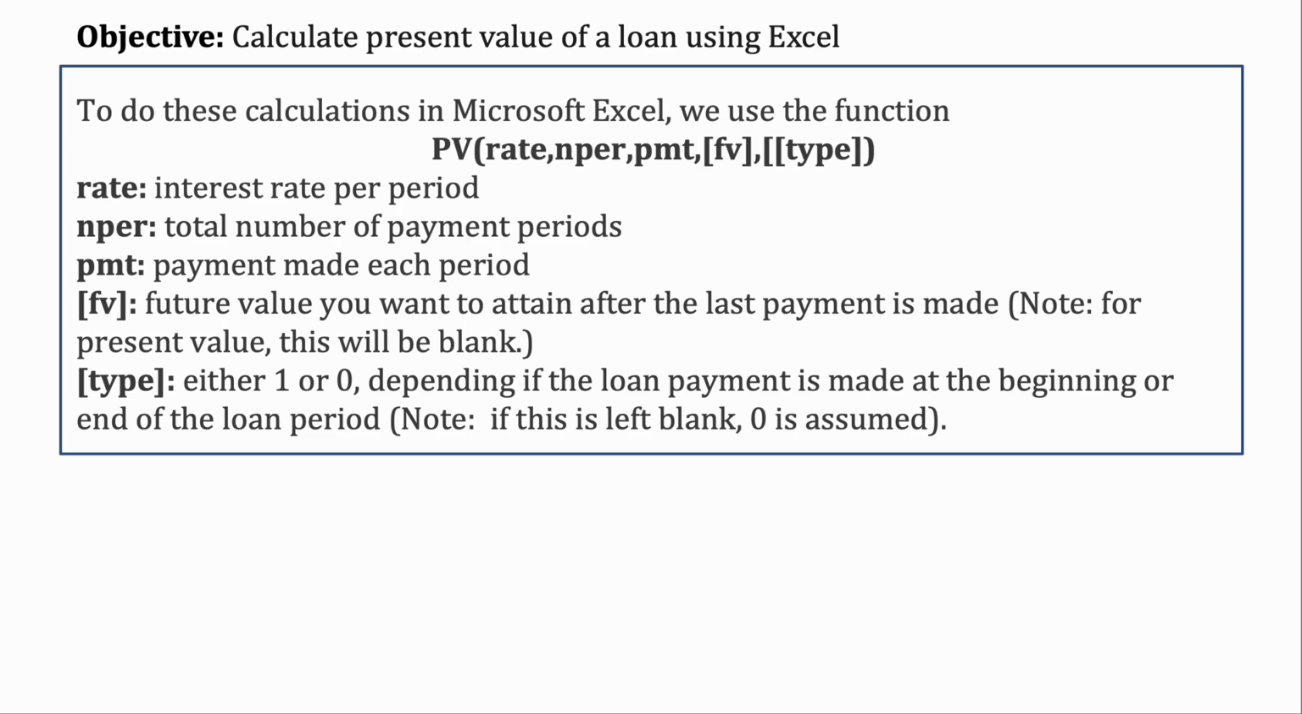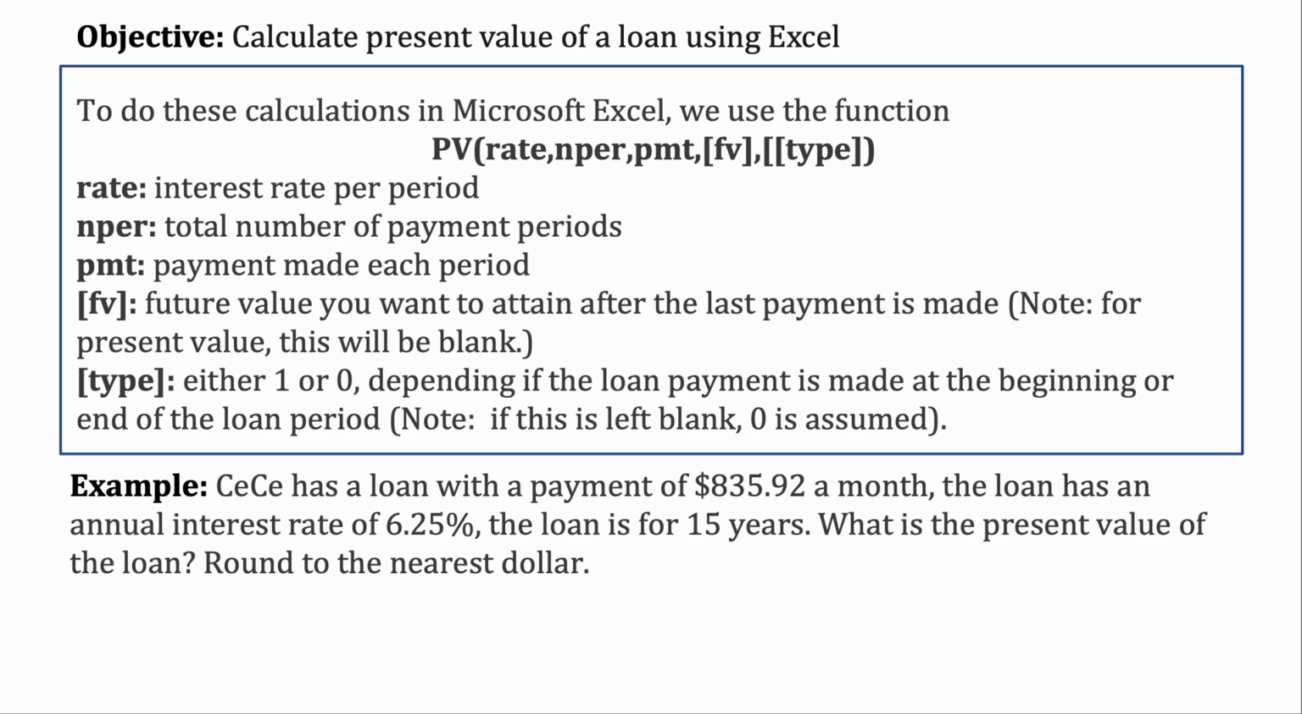So now let's look at an example. Cece has a loan with a payment of $835.92 a month. The loan has an annual interest rate of 6.25%. The loan is for 15 years. What is the present value of the loan? Round to the nearest dollar. So let's take a look at how we would enter that into Excel.